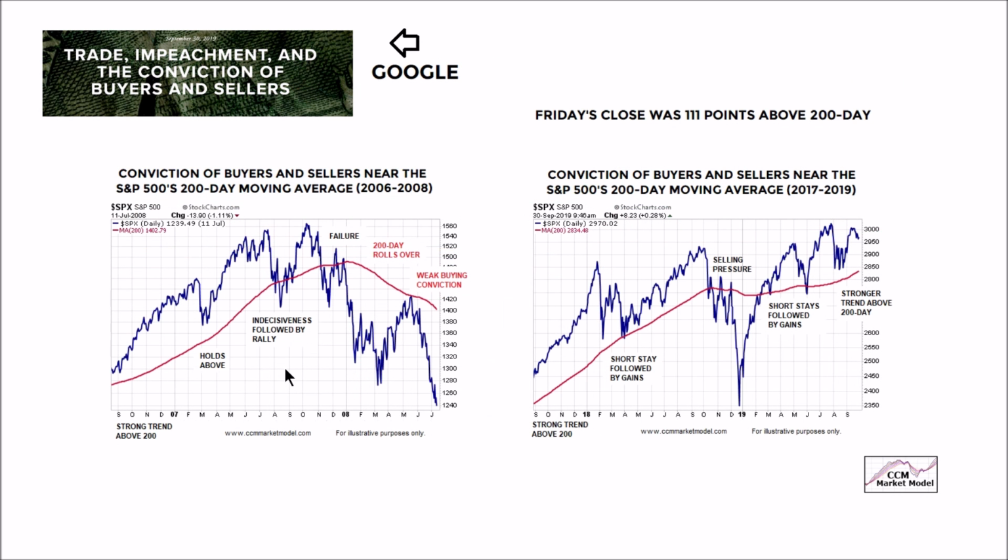Nothing's really changed relative to this short takes post dated September 30th. You can Google this title here. This is the chart in the post dated September 30th. We're still, as of Friday's close, 111 points above an upward sloping 200-day moving average. Like everything else, we'll learn something either way.